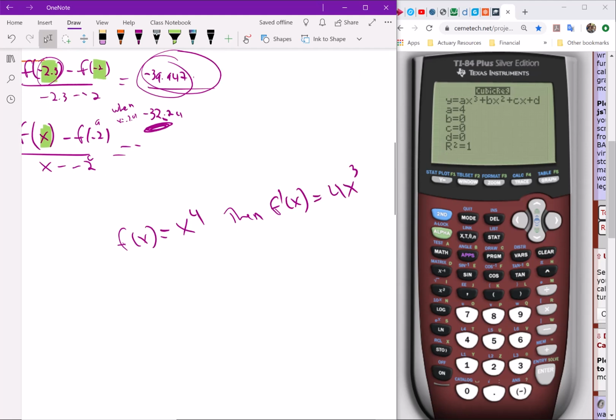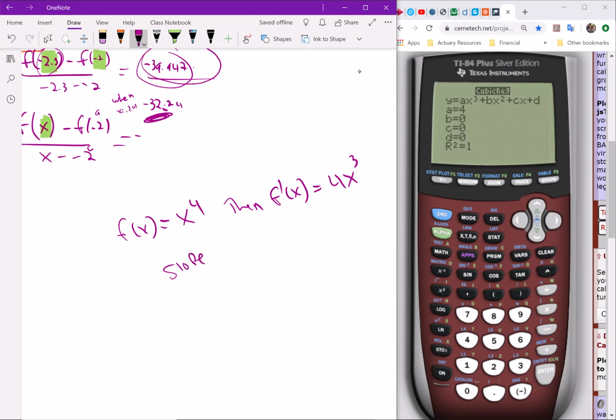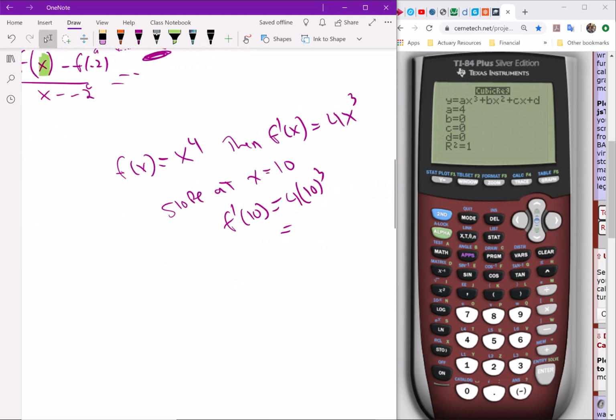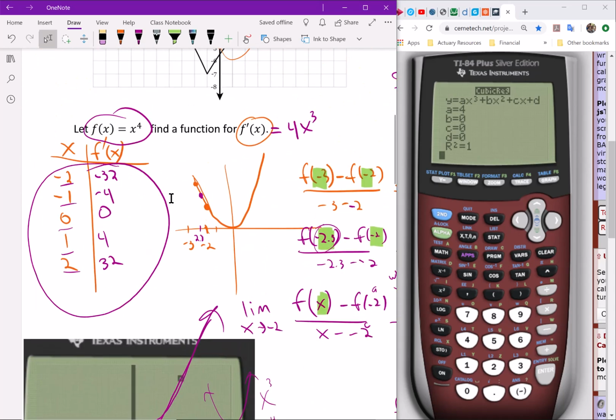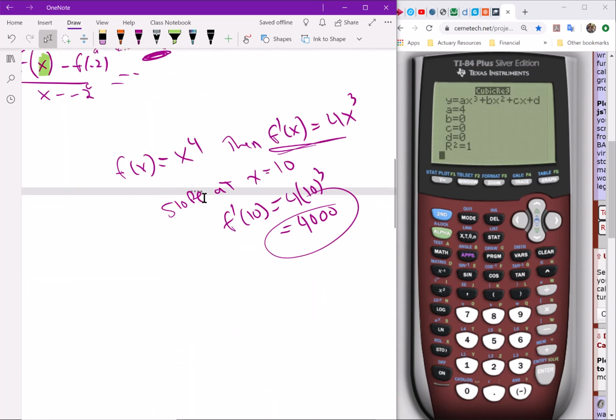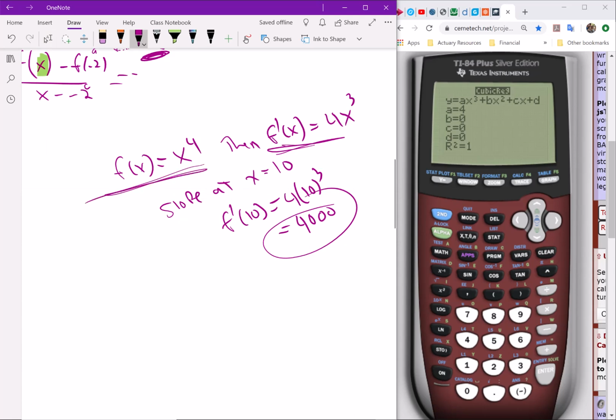What that means is, if I want to know the slope at x equals 10, I can find f prime of 10, and that's basically just 4 times 10 to the third, which is 4,000, right? So if I did this procedure I did on my calculator at 10, I should end up with 4,000. So it's an easy way to find the slope at any point that I want. All right, so you're going to be doing that a lot with different functions and trying to figure out if you can find a connection between here and here to help you skip some steps.